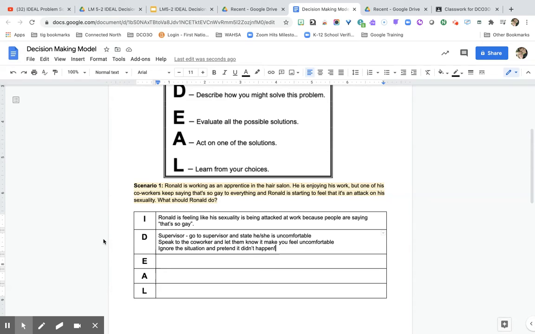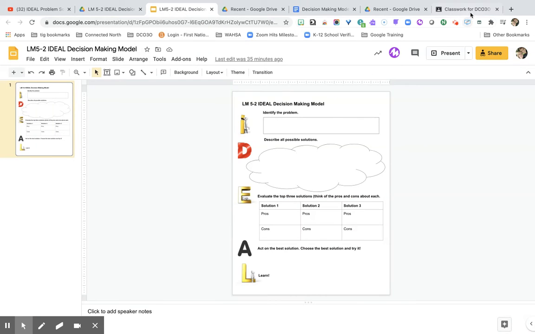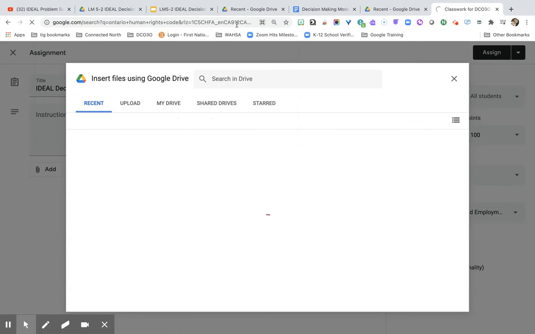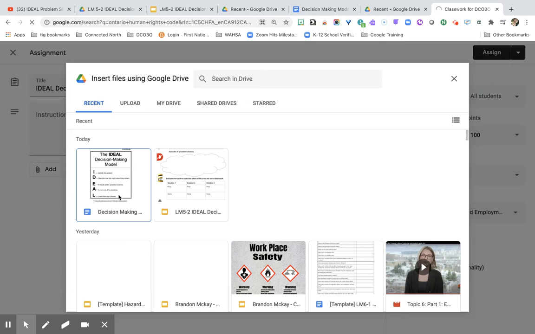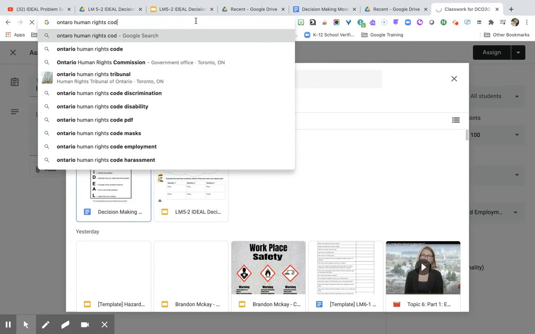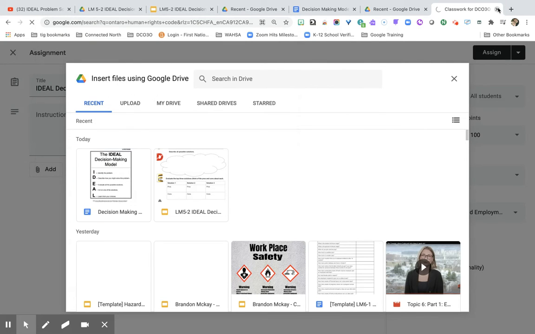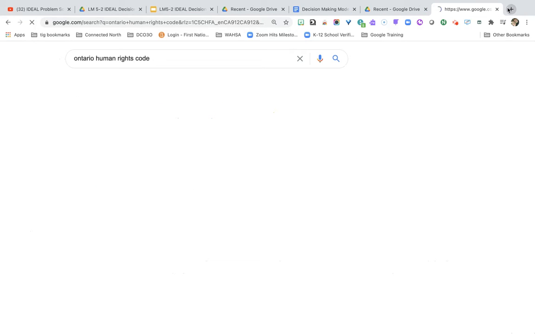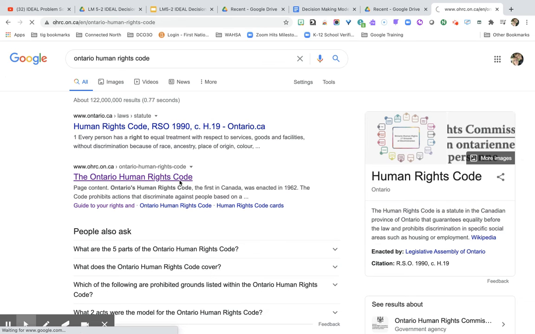So you give yourself some options, describe how you might solve this problem, and in this case, you might even also want to refer to the Human Rights Code. So let's go take a look at the Ontario Human Rights Code and see if there's any information in there that can help us solve the problem as well. And all these links will be in your assignment for you as well, so don't panic if you don't see it. There we go. Ontario Human Rights Code.